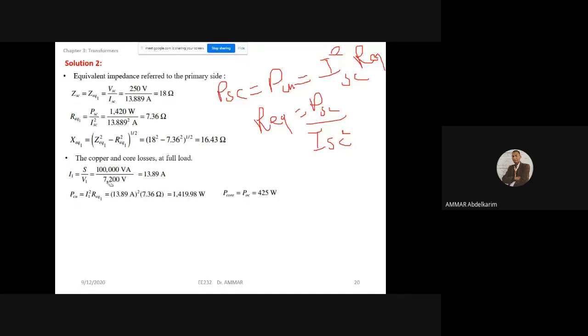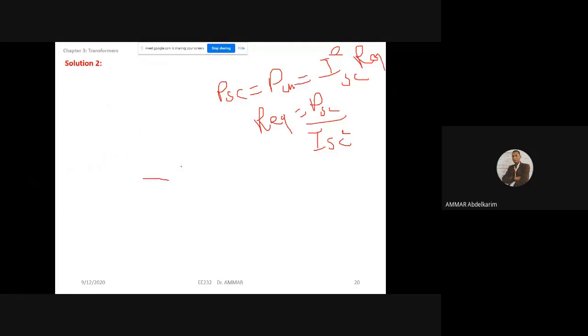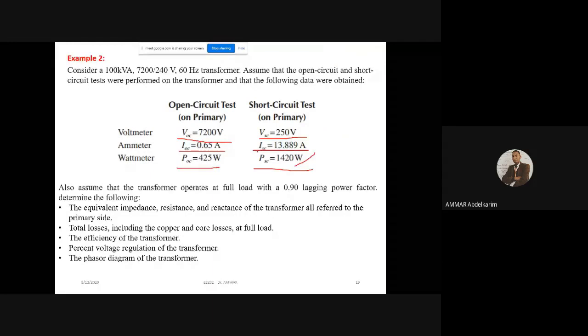So that's why here, to calculate the rated current, we use this expression, which is S over V, and we found 13.89, which is equal to what? Equal to the short circuit current. So in the short circuit current here, they give the rated current.